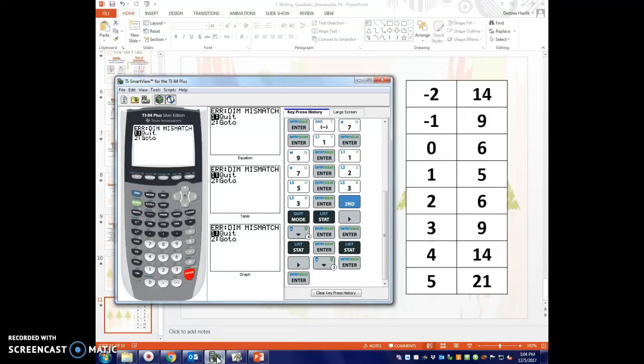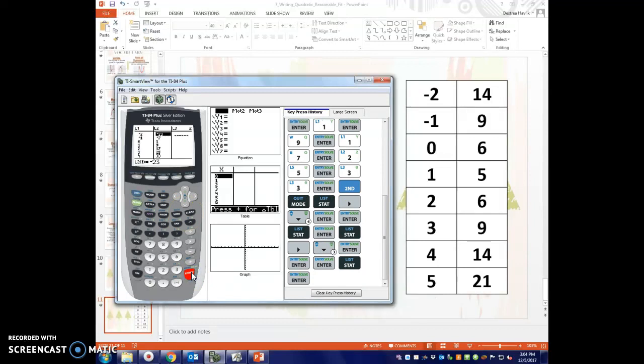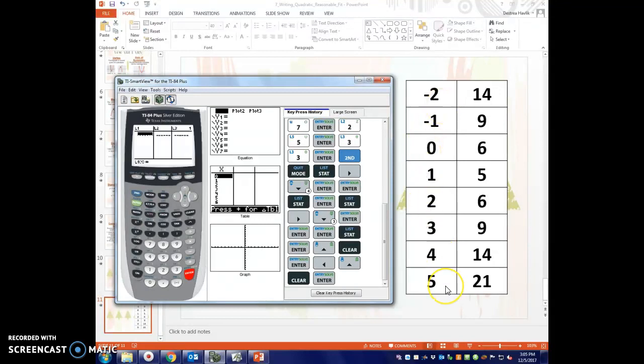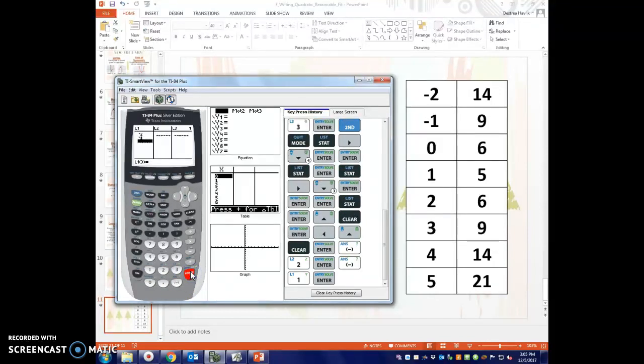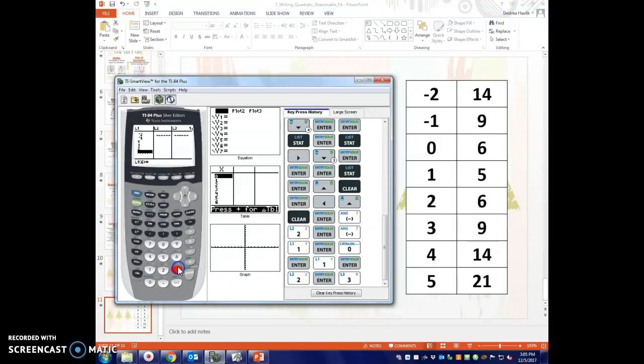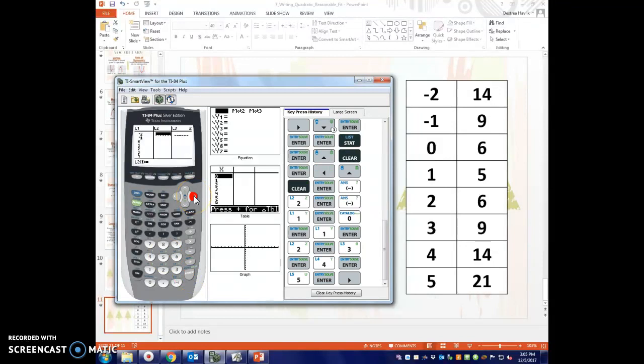So let's go in and clear everything in stat. So stat, edit, and we're going to clear them. To clear them, go up to L2, hit clear, and enter, and it should clear the whole thing. Go over to L1, up to L1, hit clear, enter, and it should clear the whole thing. All right, so let's type in these numbers here. -2, enter. -1, enter. 0, enter. 1, enter. 2, enter. 3, enter. 4, enter. 5, enter. Okay, go over to L2. Here we go.